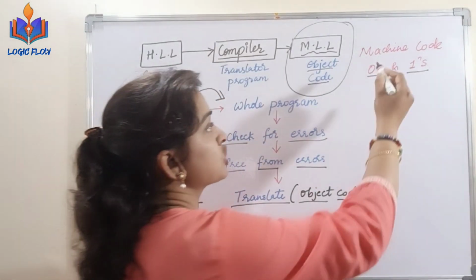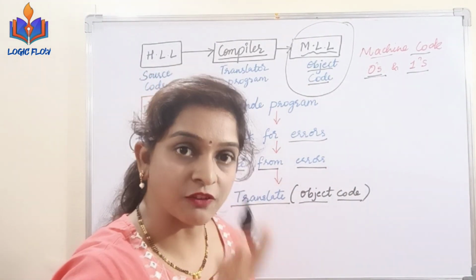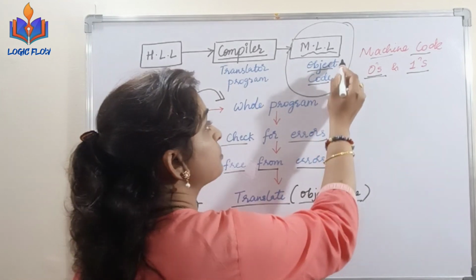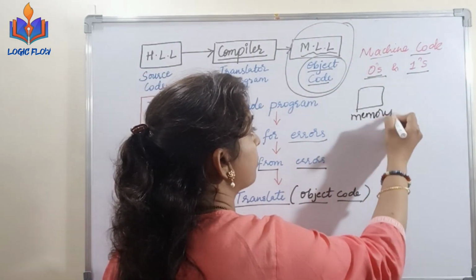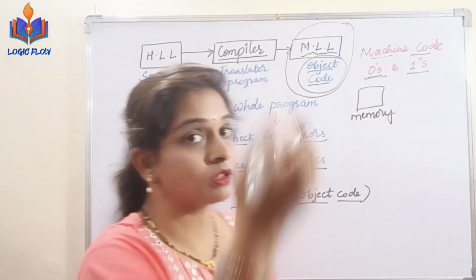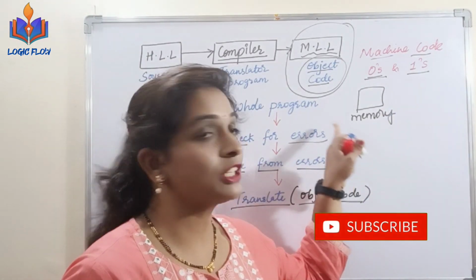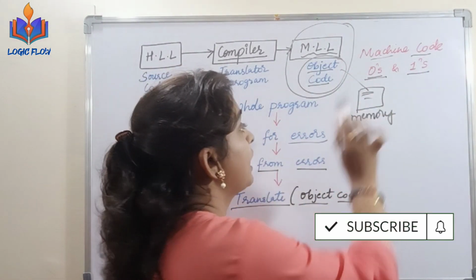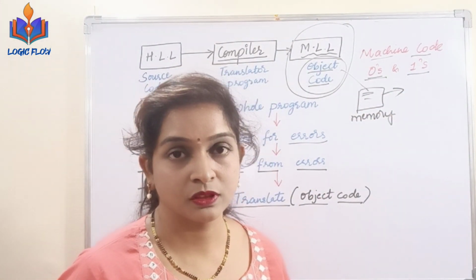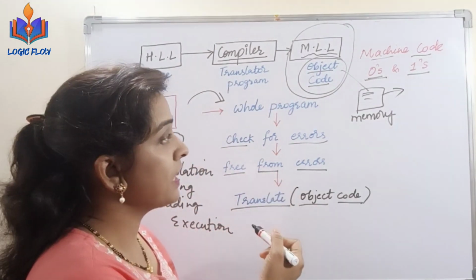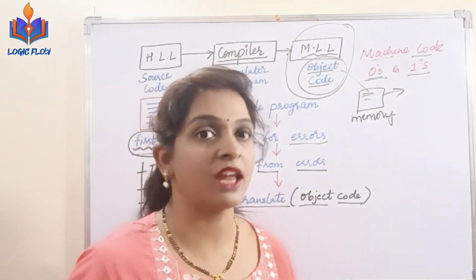Once this machine code is ready with us, which consists of zeros and ones, it is sufficient if I load only this object code to the memory. I need not load the compiler. I need not load the source code. Only the object code, if I load to the memory, is sufficient, and then I can do the execution. So what I can say is the compiler is going to translate the source code before execution.